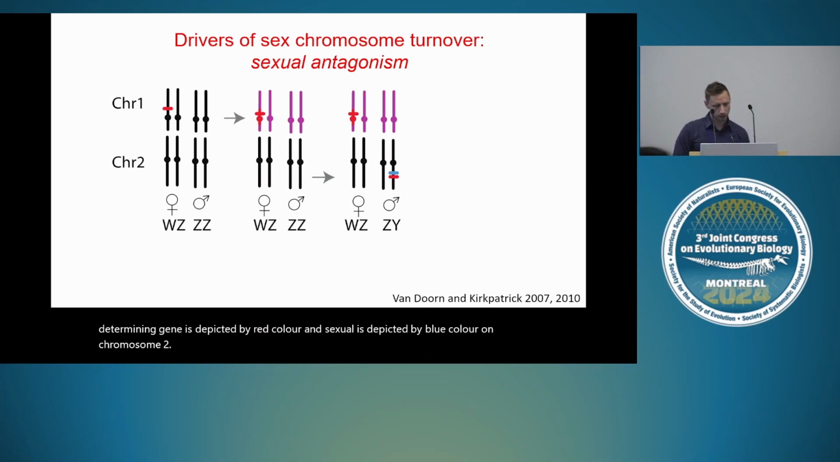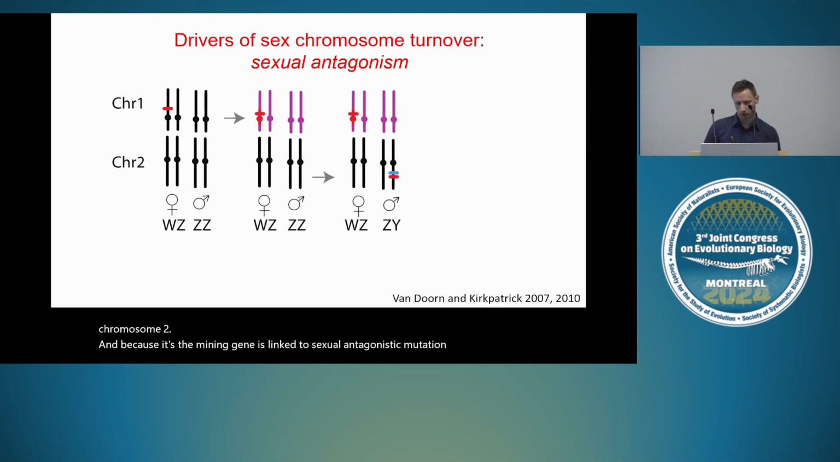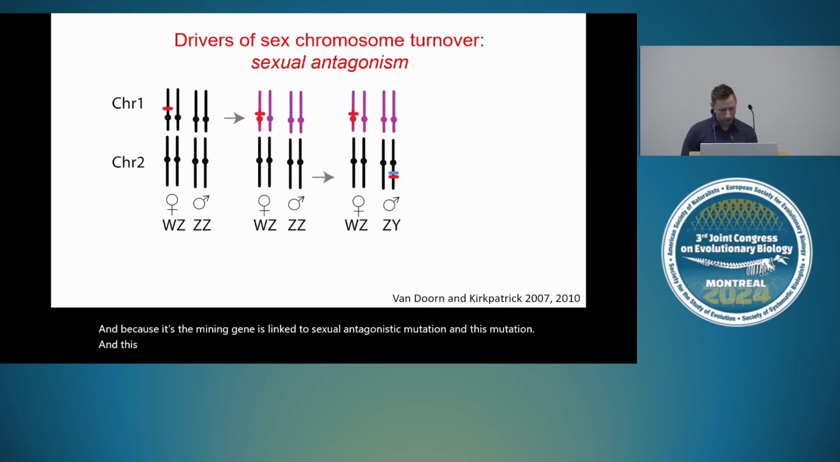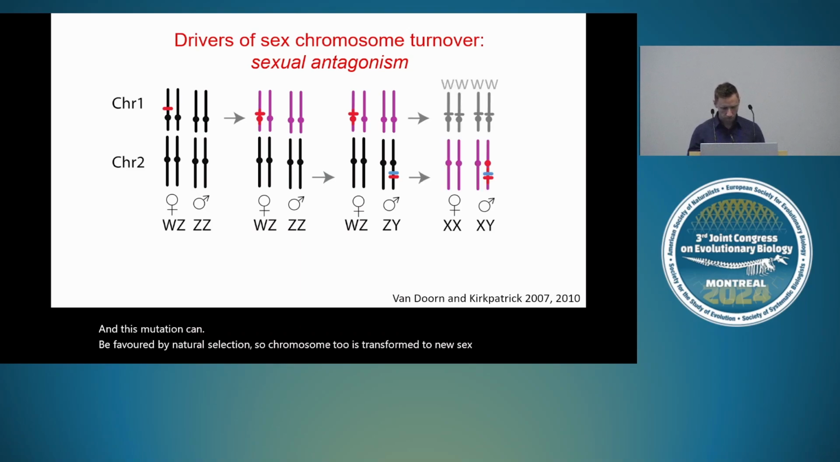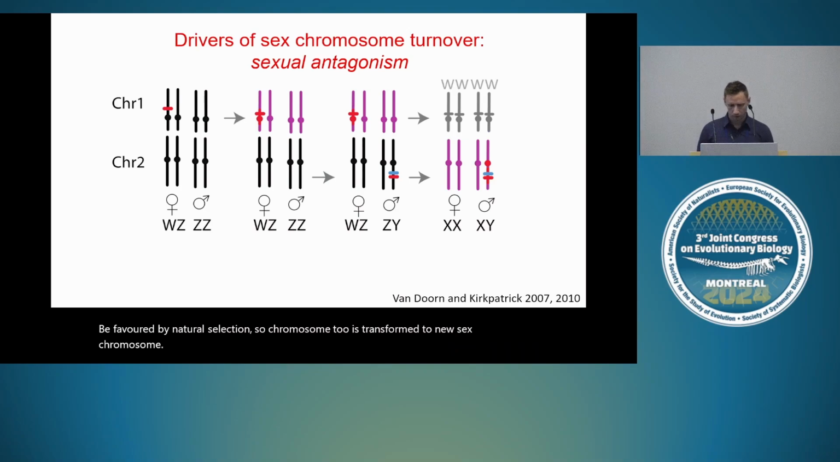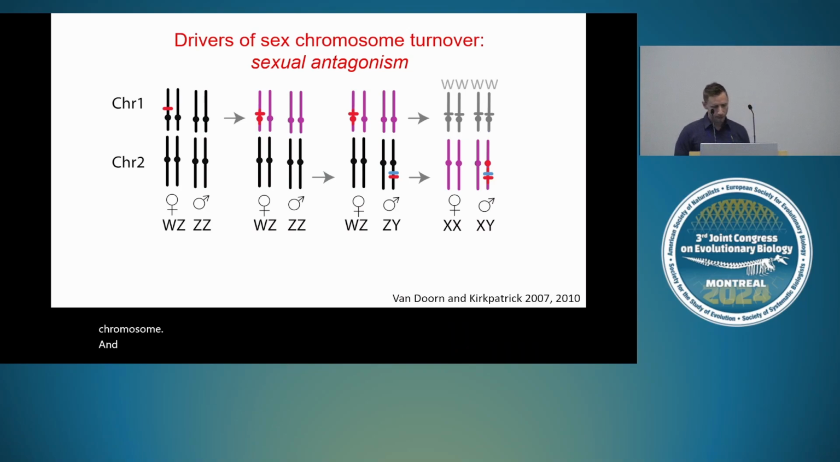And because sex-determining gene is linked to sexual antagonistic mutation, this mutation can be favored by natural selection, so chromosome 2 is transformed to a new sex chromosome. And ancestral W chromosome becomes fixed in both sexes because we still need determined femaleness.